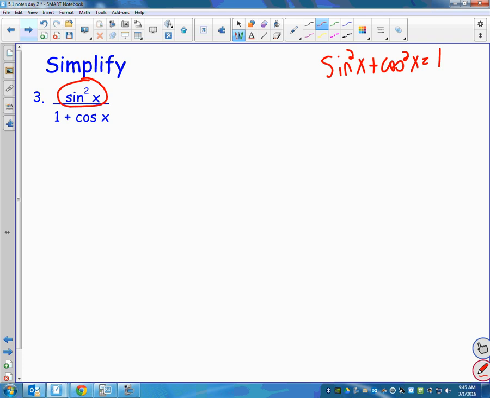And so to me, that's a really good strategy. Try to get them in the same trig function if you can. So remember that we could just subtract this over. Would that be the same as saying 1 minus cosine squared?